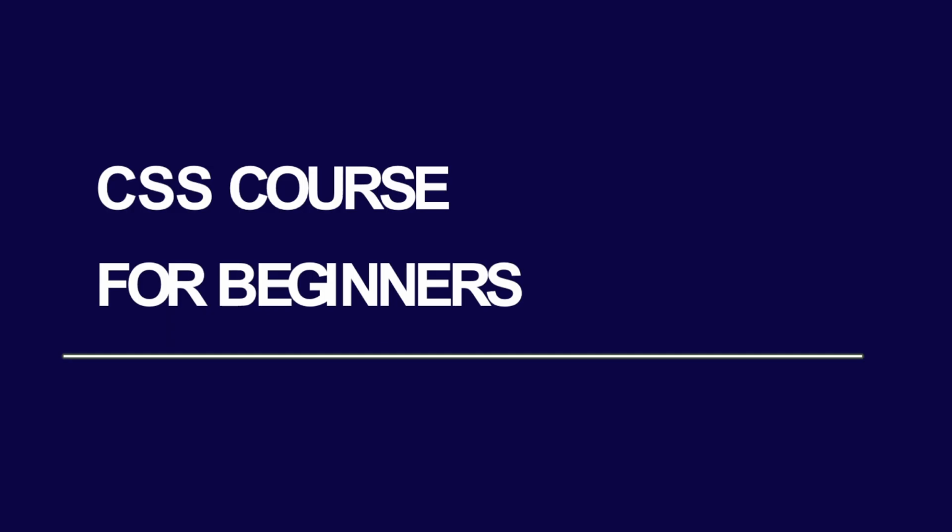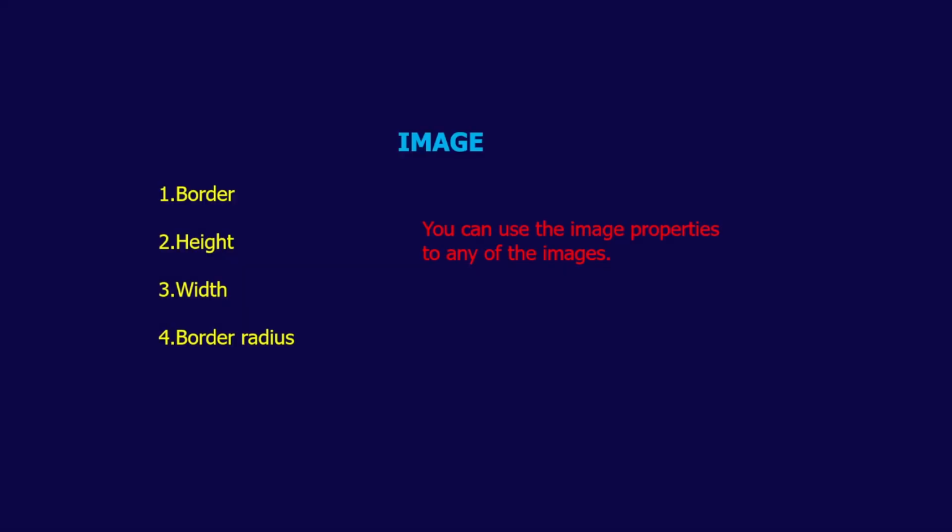We have seen about the text properties and the font properties. Let us see in today's video about the image properties. For these image properties, you have four properties: one is border for the image, height for the image, width for the image, and the border radius for the image. So let us see these properties in Visual Studio Code.